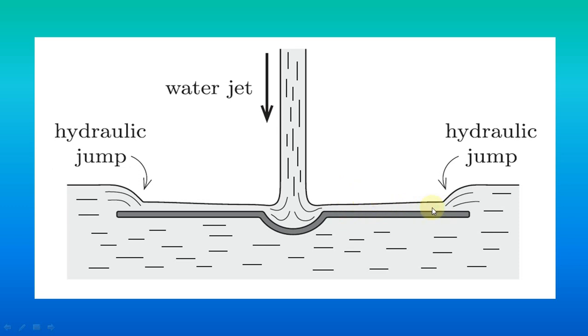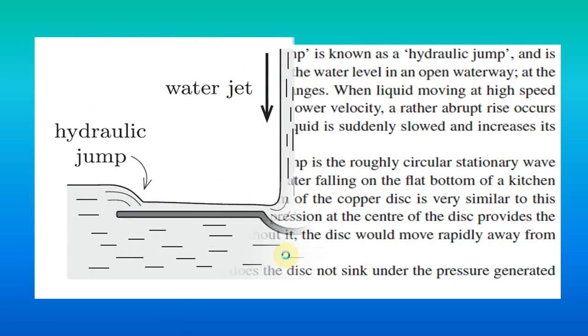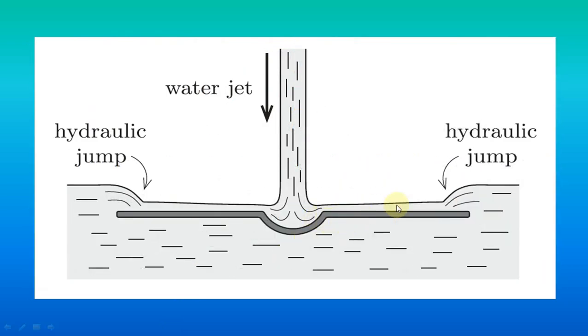The water is flowing outwards from here, radially outwards, in that direction, pointing outwards to the screen. Everywhere the water is flowing in a radially outward direction, and then suddenly an abrupt jump is observed. This is called the hydraulic jump.